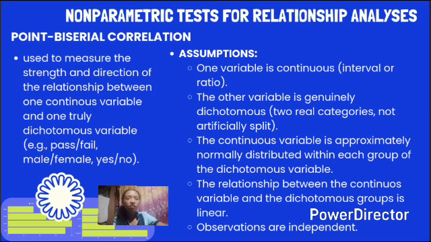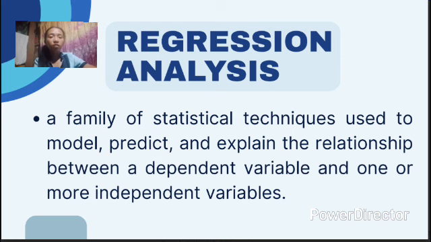So the assumptions of it is that one variable is continuous, interval or ratio. Another one is that the other variable is genuinely dichotomous, or two real categories, not artificially split. Third is that the continuous variable is approximately normally distributed within each group of the dichotomous variable. Fourth is the relationship between the continuous variable and the dichotomous groups is linear. So observations are independent.